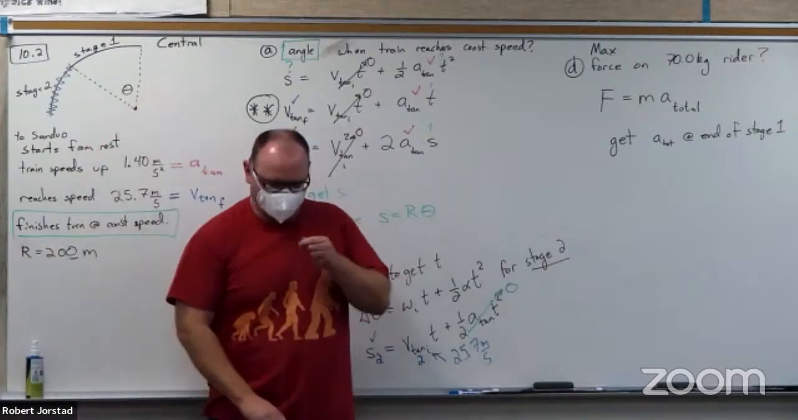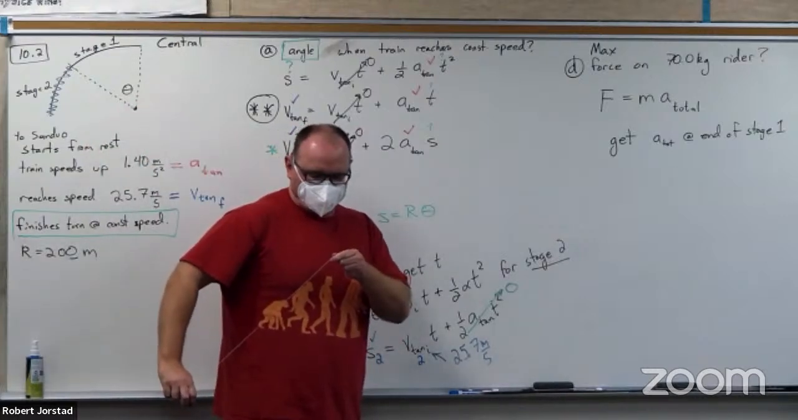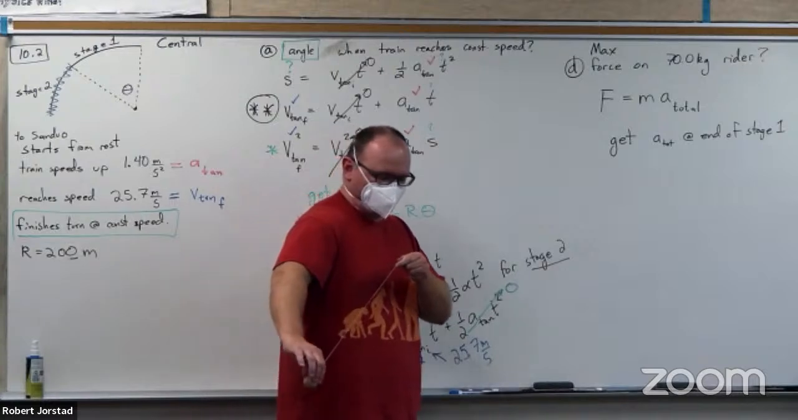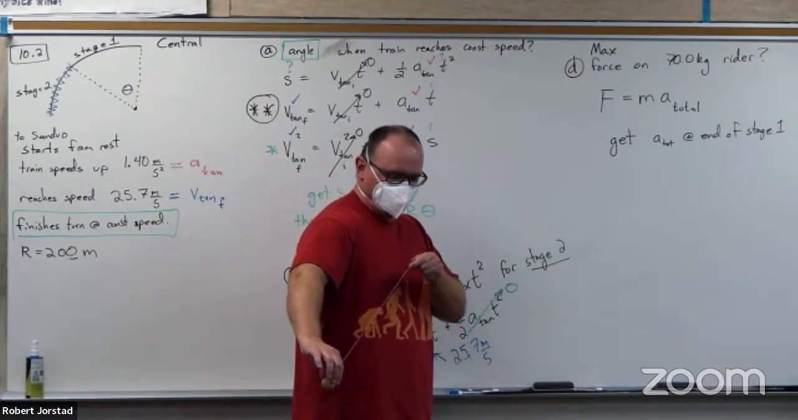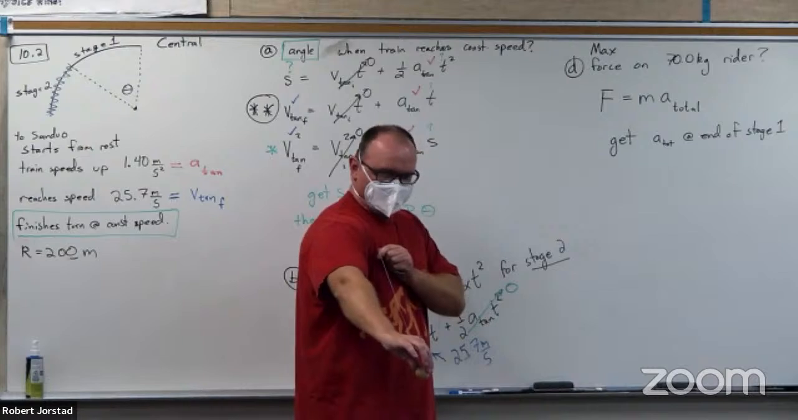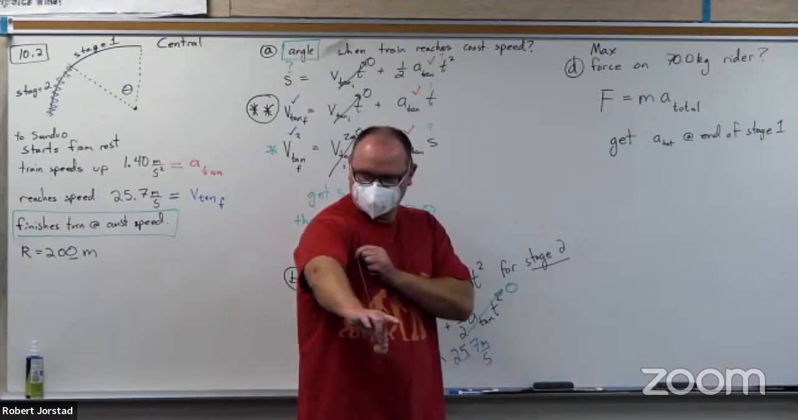You start out, it's straight back because AC is 0. As AC grows, the ball drifts out at some weird angle. And then when the tangential acceleration turns off, the fictitious force is straight outwards.